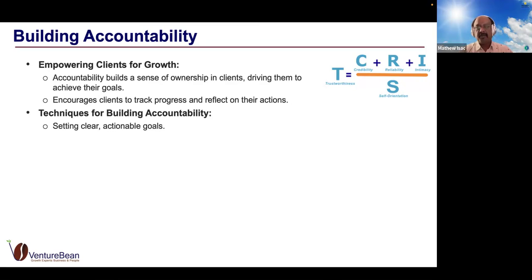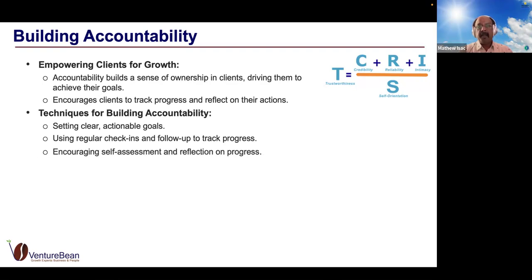How do we build accountability? SMART goals, nothing like those. And regular check-ins, review mechanisms, follow up. And encouraging them to take a self-assessment, reflect on the progress. So how do you think we've progressed on this call over the last 2 weeks? Regular touch points, maybe on a monthly basis, quarterly basis, all of that.